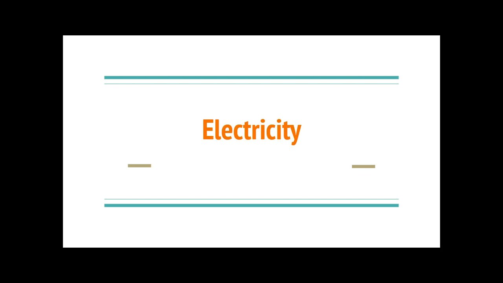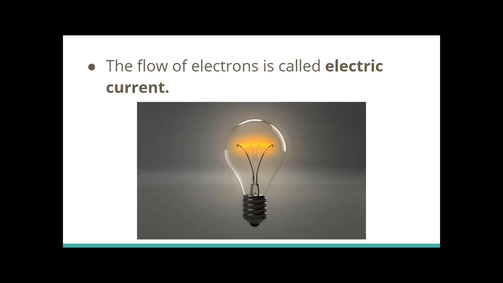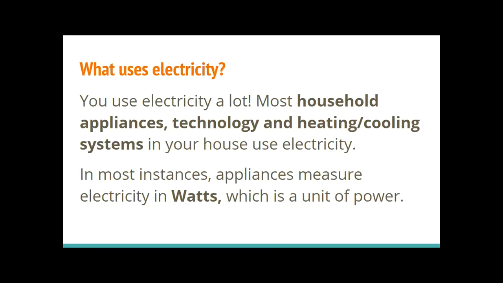Okay, so electricity. What is electricity? Electricity is the movement or flow of electrons from one atom to another. The flow of electrons is called electric current. What uses electricity? You use a lot of electricity.